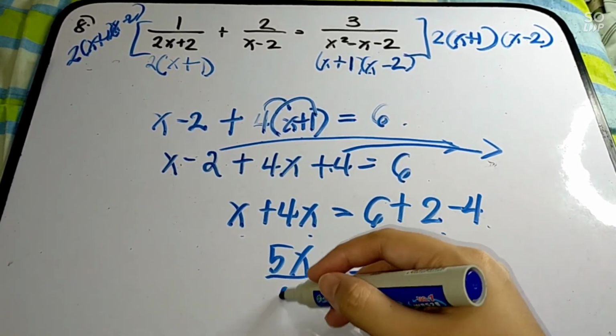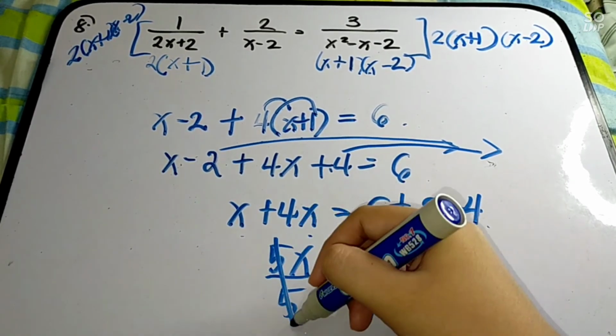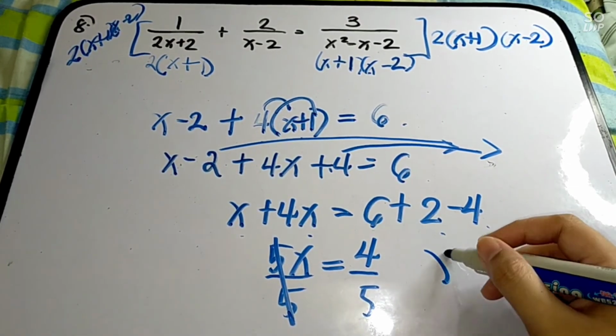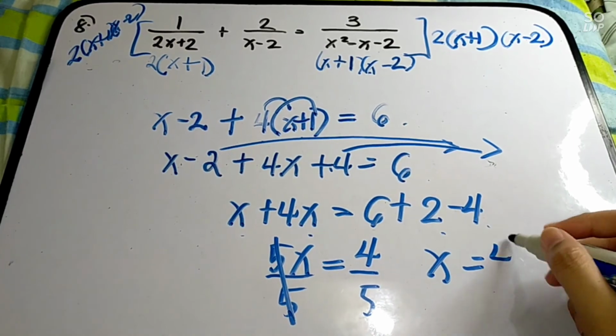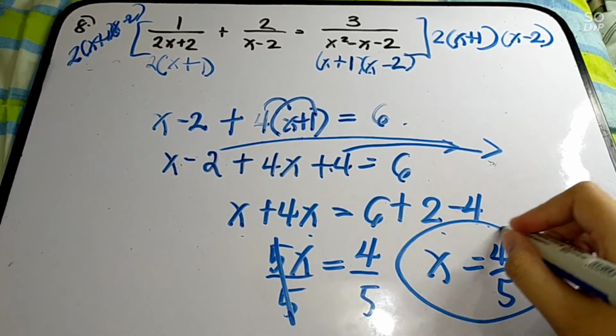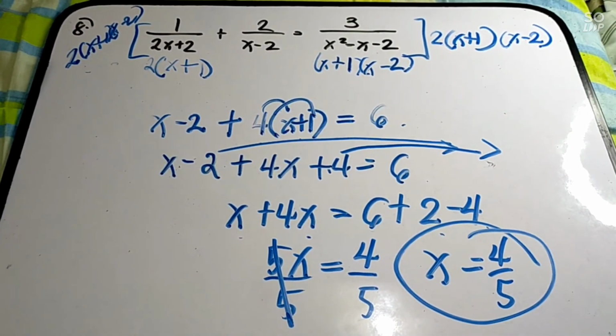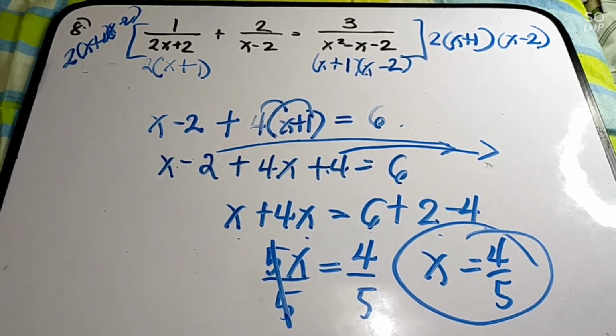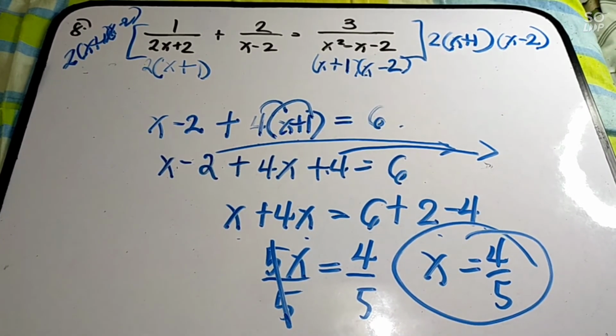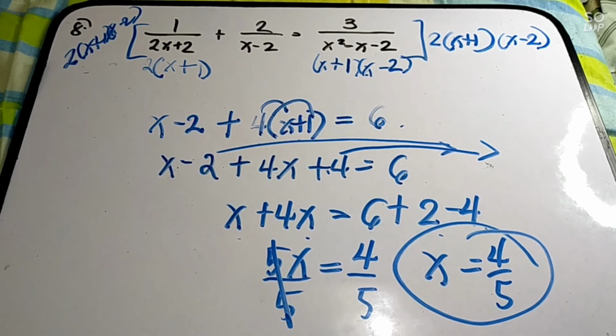Then, divide both sides by 5. Cancel 5, it becomes x na lang. So, x is equal to 4 over 5. That is it. That is your final answer. Ganun lang po mag-solve ng rational equation. So, solving for the unknown variables of rational equation.